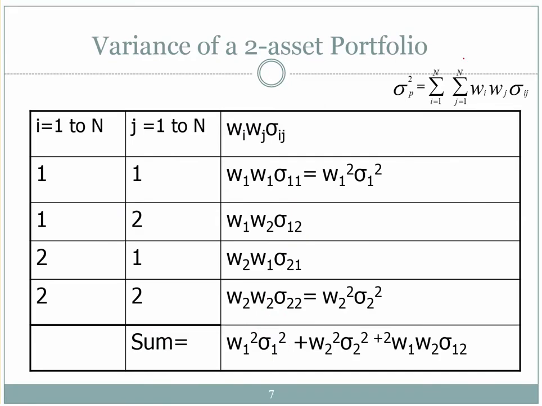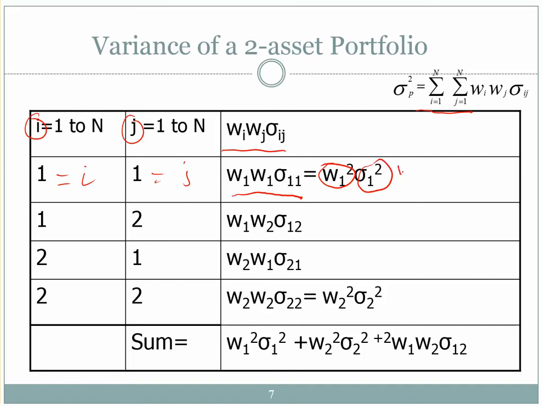So let's show you how to use that. So double sum i and j, you have two counters i and j. And then what you're going to do is you're going to set the first counter i equal to 1 and set j equal to 1. And then we're going to plug in w_i, w_j, sigma_ij, which is w1, w1, sigma_11, which you can rewrite as w1 squared, the weight in the first asset squared, times sigma_1 squared.